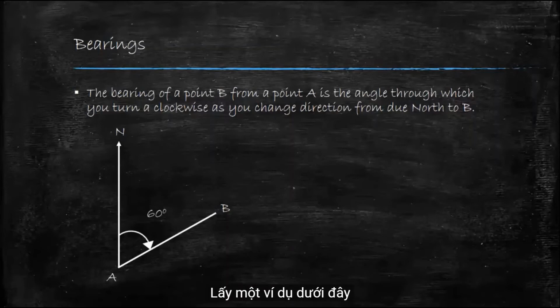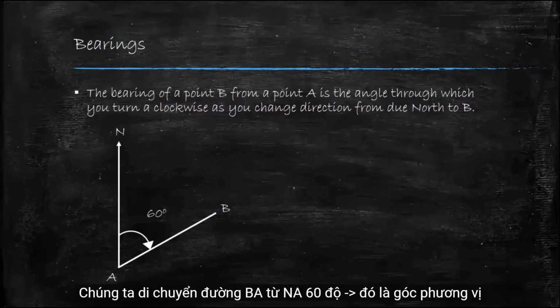So let's take an example here. If we move the line BA far from north at A, it has a degree of 16. This is the bearing.